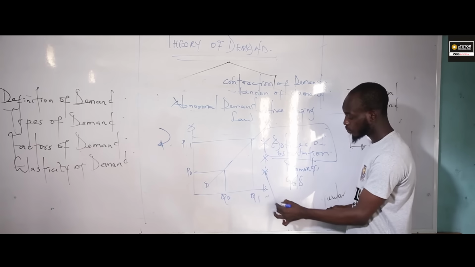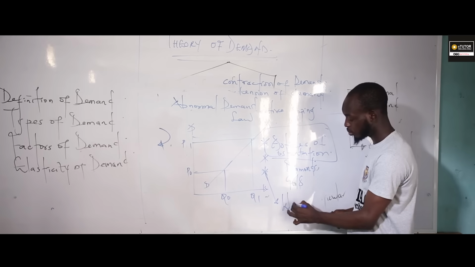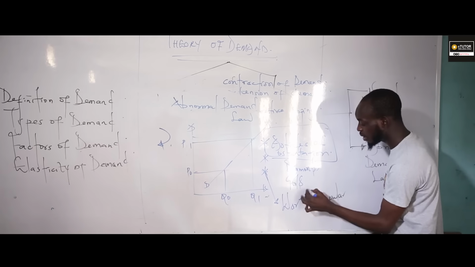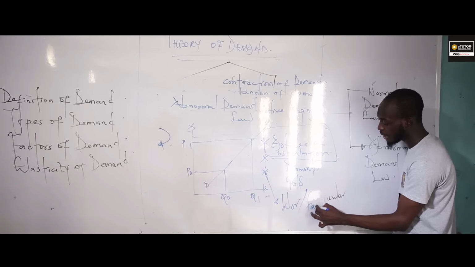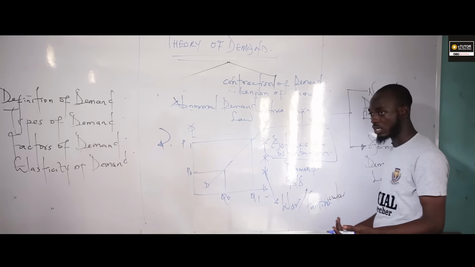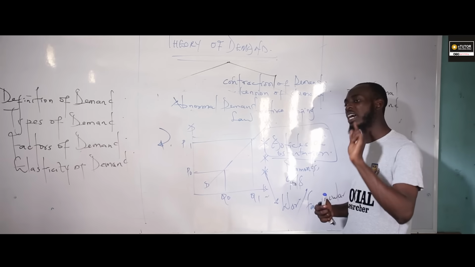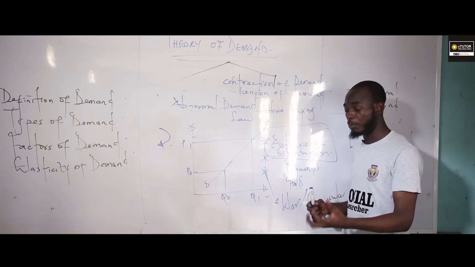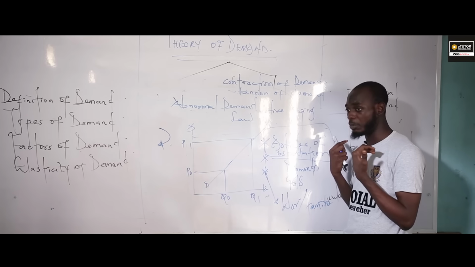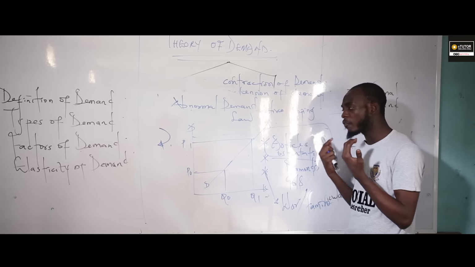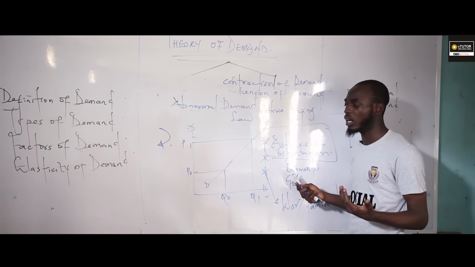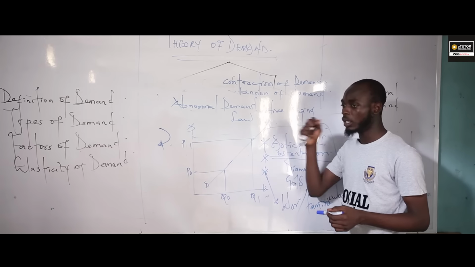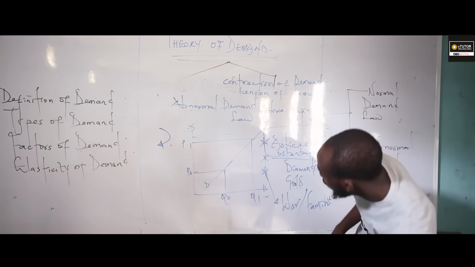So we also have war. During the period of war, or during the period of famine or diseases, whenever the price of a commodity increases, the quantity demanded will also increase. People will buy the commodity a lot so that they can keep it, maybe for self-benefit or for some other uses. So that's the reason why we don't call it abnormal demand law.